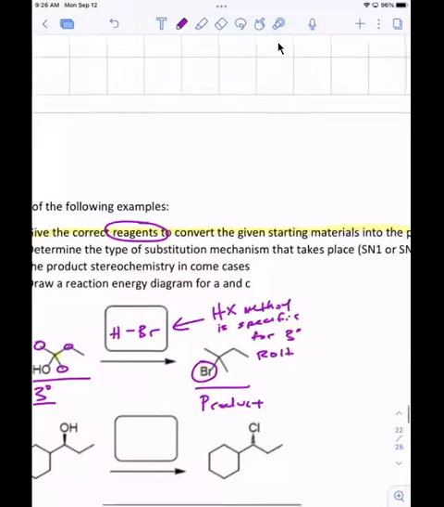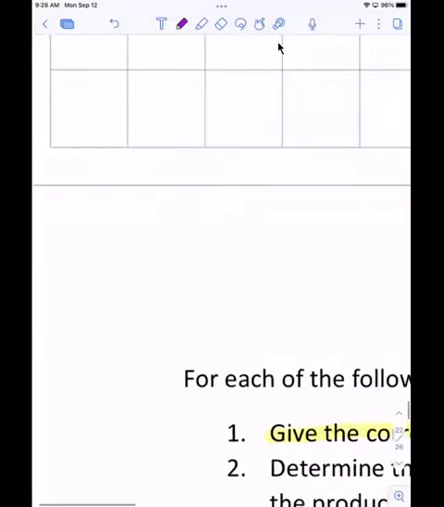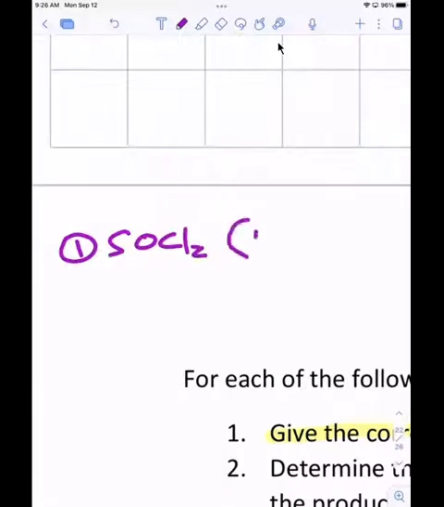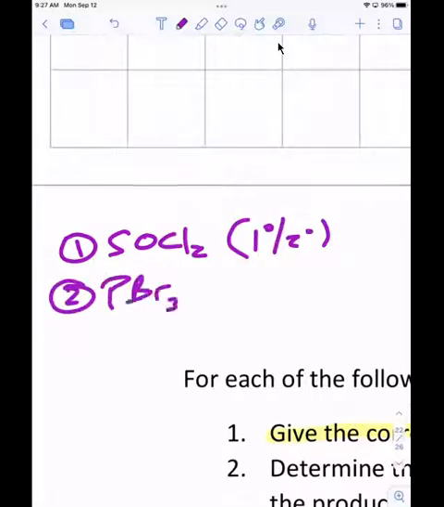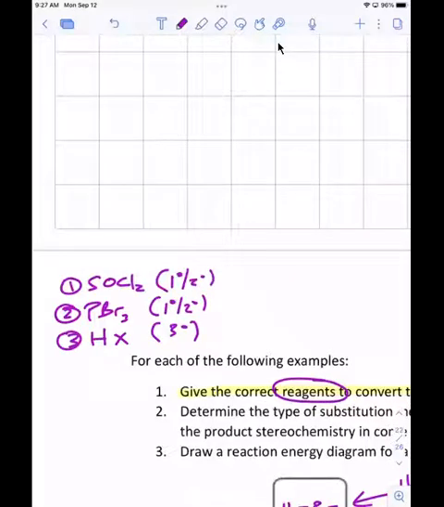All right, let's go to B. This is a good one. What type of alcohol is that? That's the first question. Once we know that, we know what method to use. Now I'll even write the methods up here. We had thionyl chloride, which we said was for primary and secondary. We had PBr3, also primary and secondary, and then we had HX for tertiary. Those are the three methods.